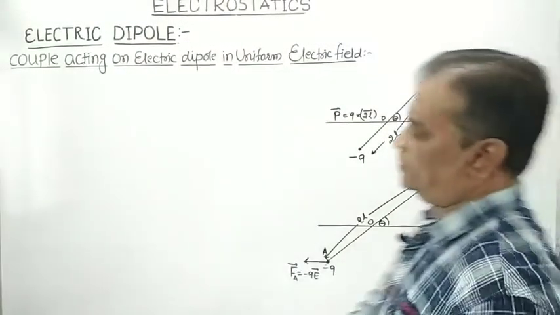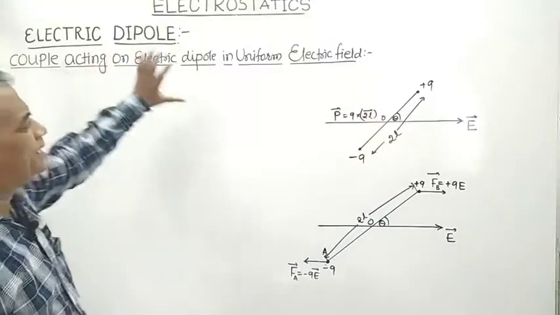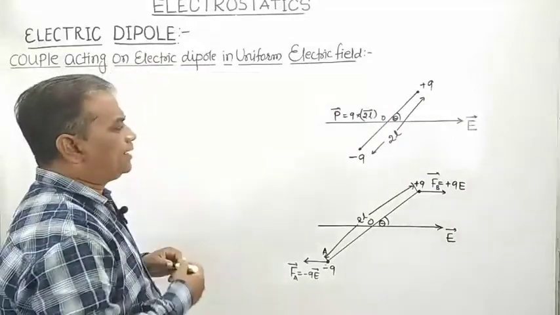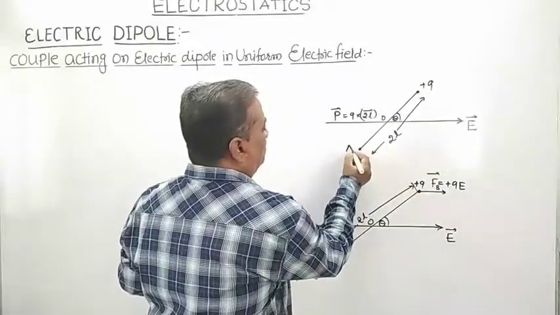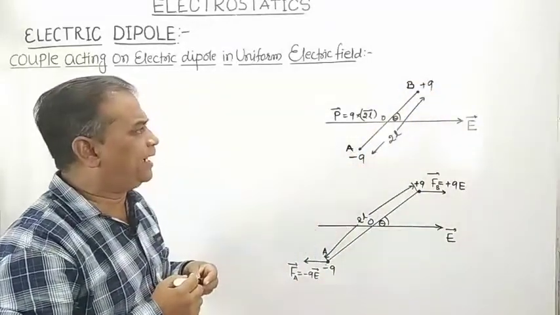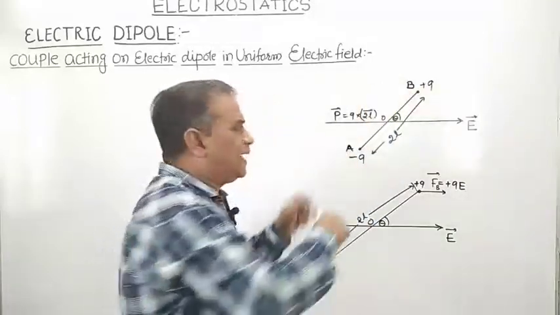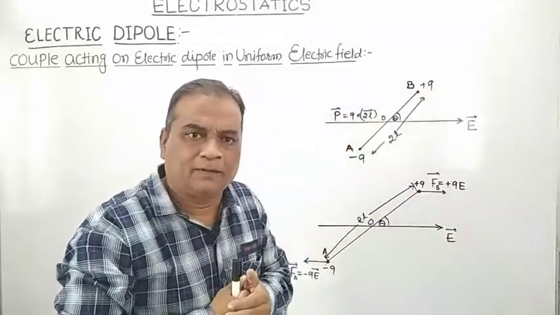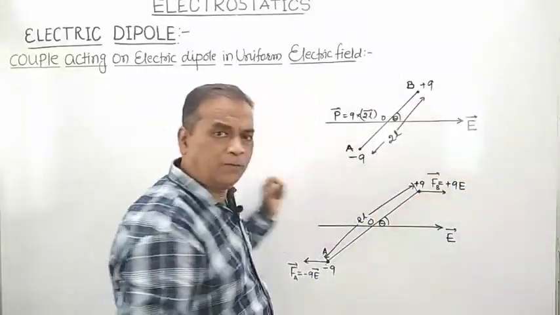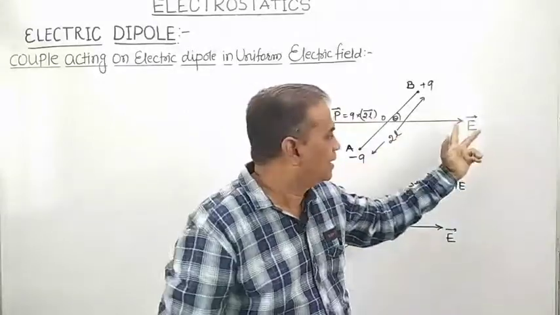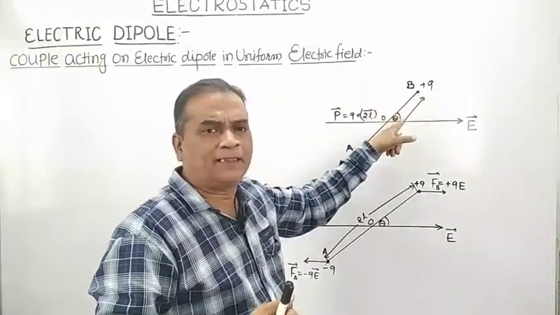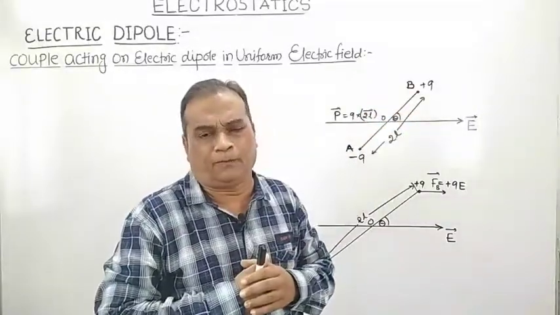Now let us consider, or let us derive, the couple acting on an electric dipole which is kept in what? A uniform electric field. So look at this. Here we have an electric dipole such that charge minus q is kept at point A and plus q is kept at point B, and they are separated by a distance 2L. Here the axis of the dipole makes an angle theta with the uniform electric field. E represents the uniform electric field, which is inclined at an angle theta with the axis of the dipole.